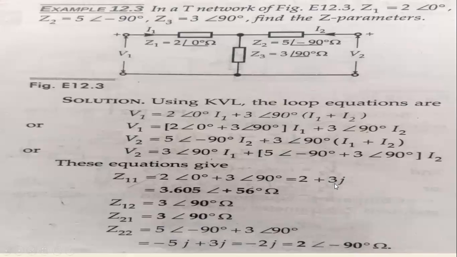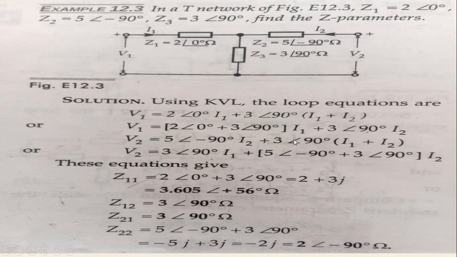Even though you are going to stop here, doesn't matter, or in other way, if you are going to convert once again the rectangular into the polar, you can find the answer will be 3.60 and the angle will be 56 degree in the Ohm. Similarly, the middle part is nothing but 3 angle of 90 degrees, that will be your Z1 and the Z21, so both will be the same, and the last part is nothing but the Z22.